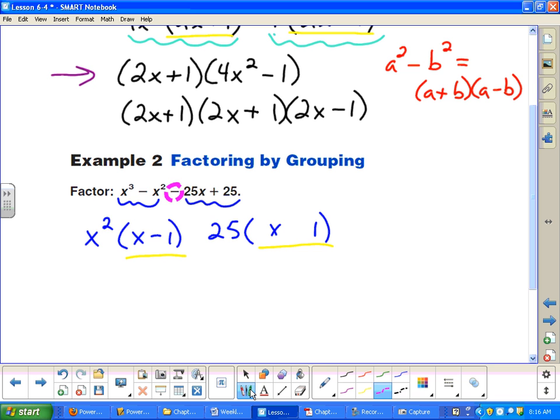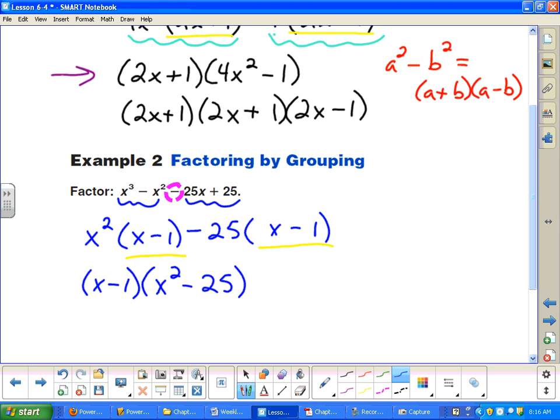So if we do that, we have to take out the negative 25. That means then the x is positive and the 1 is negative. And now I do have those two are the same. So I take out that greatest common factor of x minus 1 again. And then we're left with x squared minus 25.